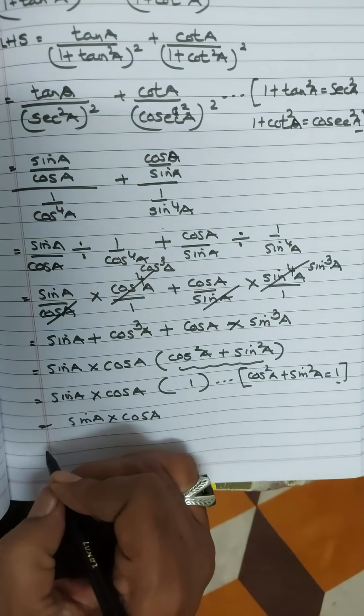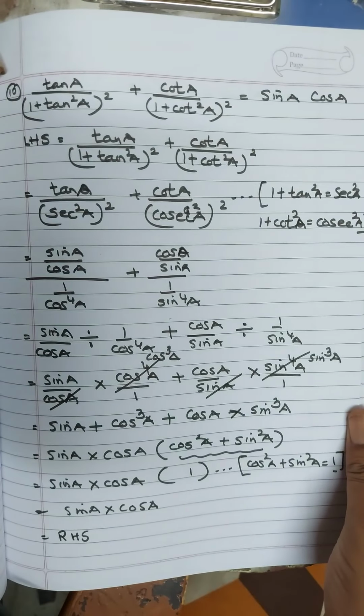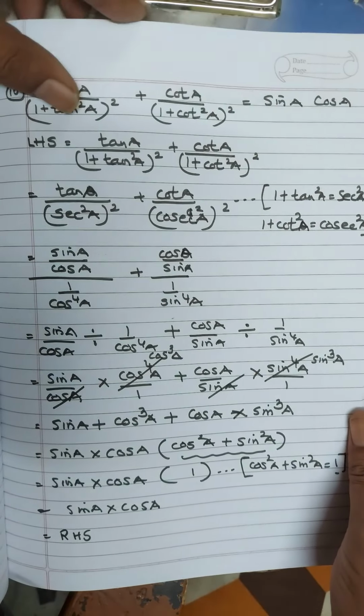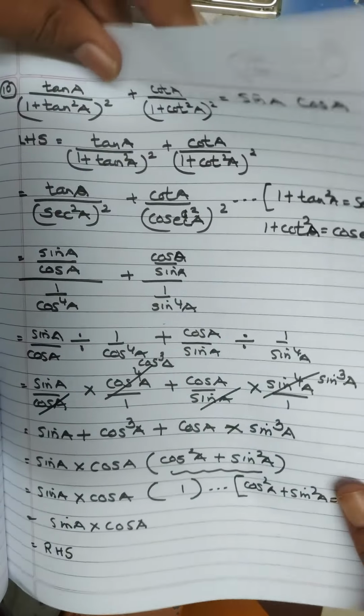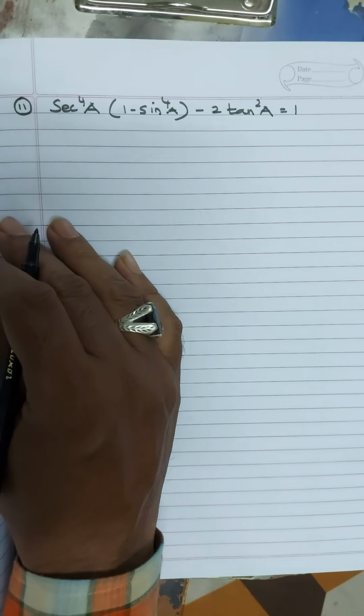So we just need to write the right hand side here, and in the answer we need to write the entire question. So take a screenshot of this question. I hope you understood also. Now let's take question number 11. Question number 11 also we need to do in this manner only.